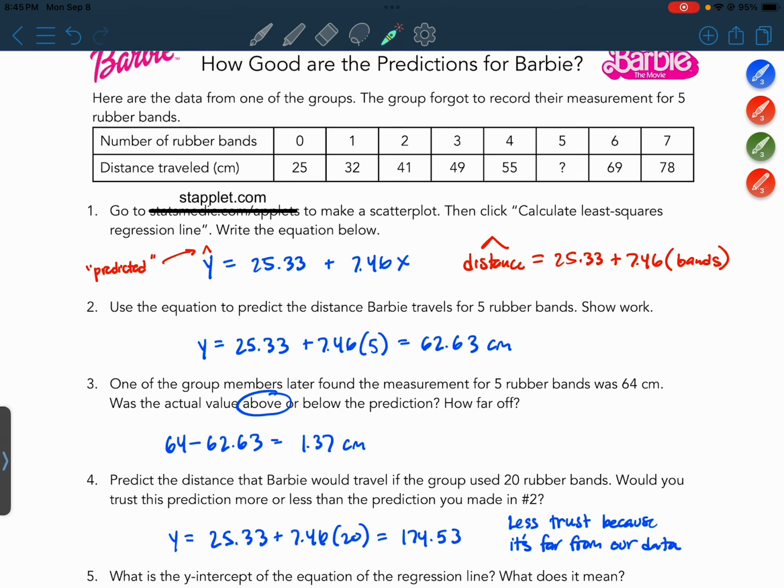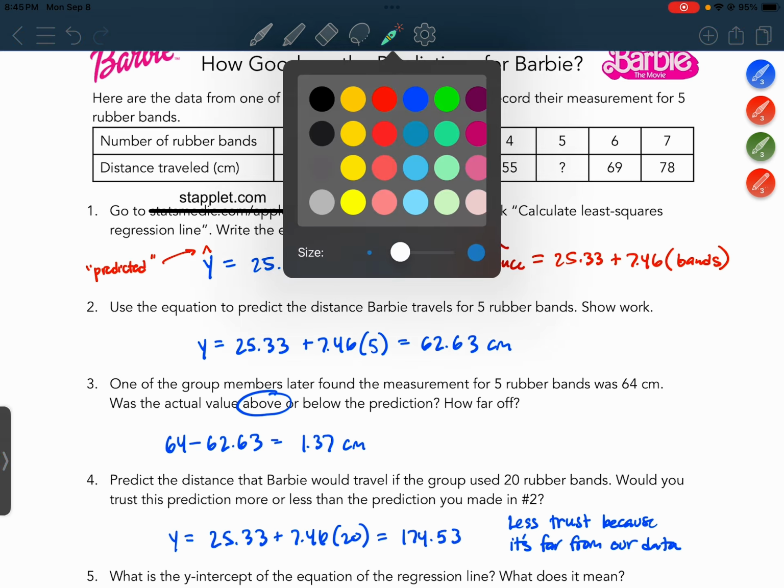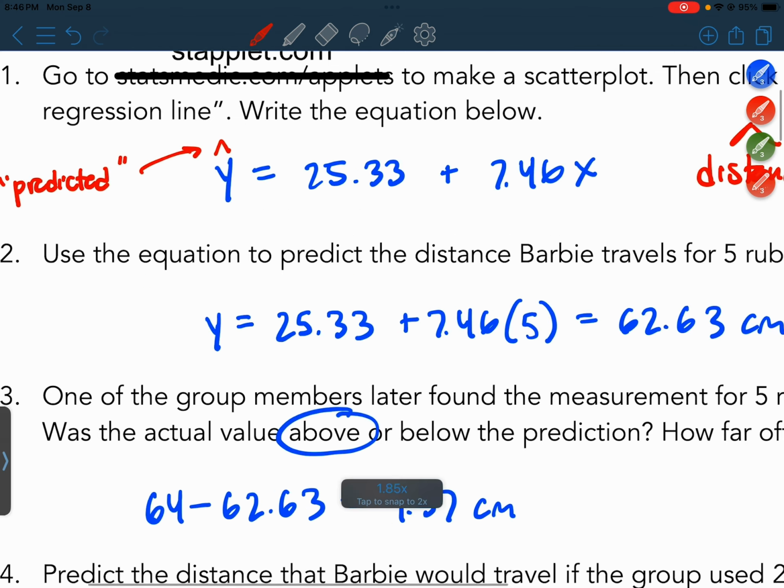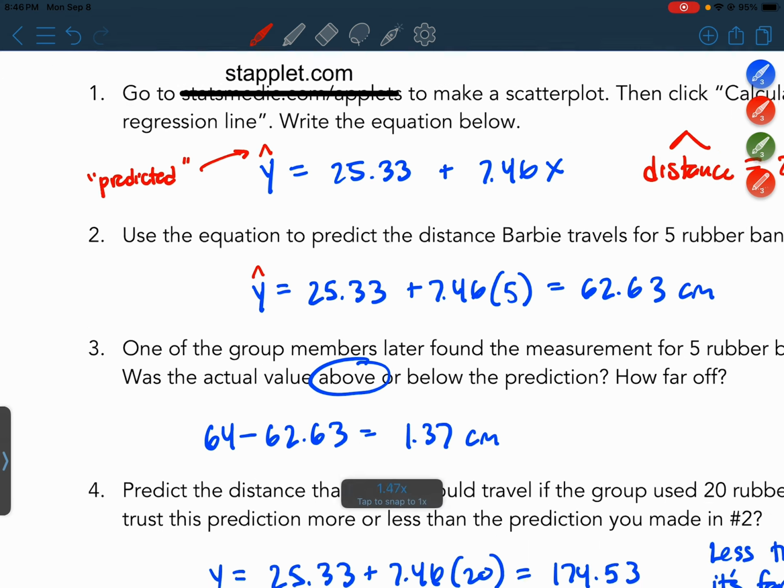All right, question 2. This is kind of what we call a plug and chug style question. You're given an x value, you plug it in, and then you use order of operations to come up with your prediction. Okay. So same thing here, we should be putting the hat symbol above the y, because we're not calculating the actual distance Barbie traveled, but we're calculating the predicted distance based on the model.